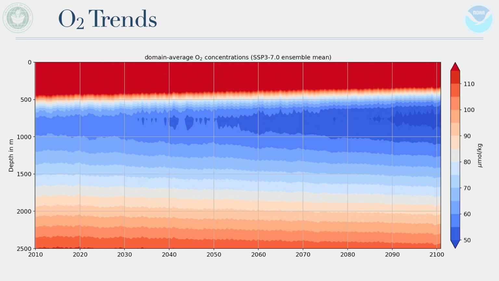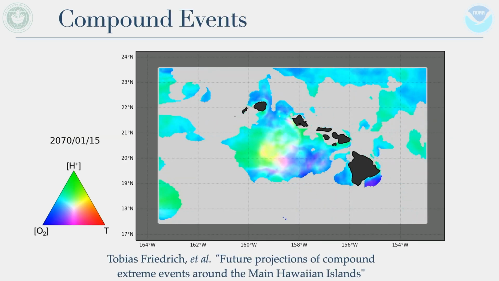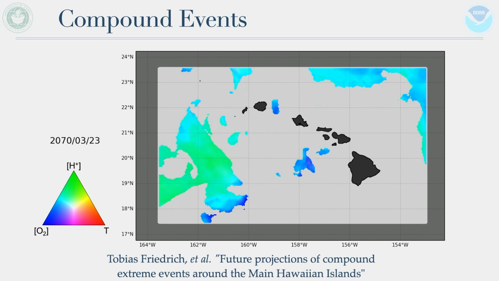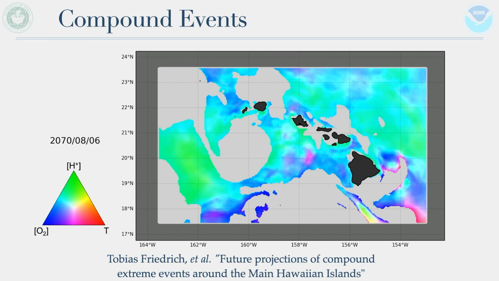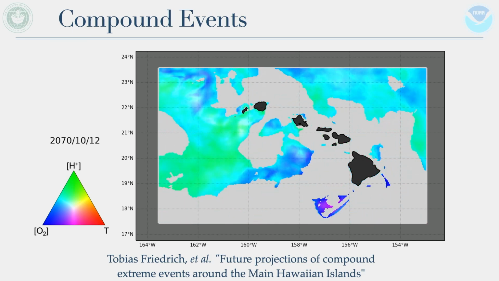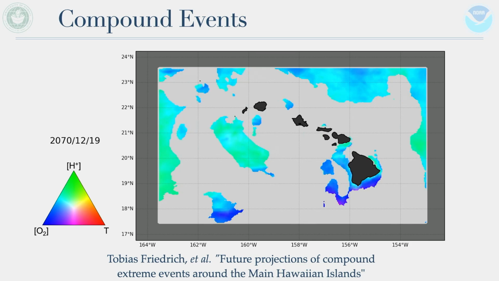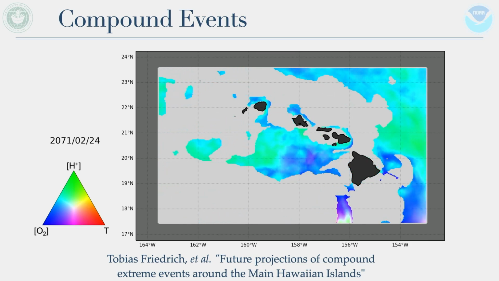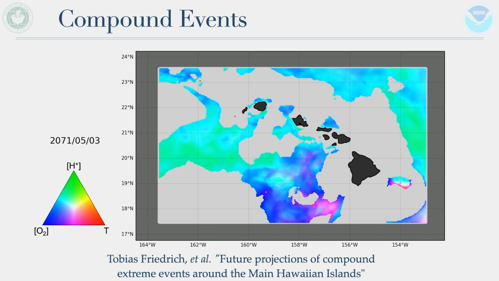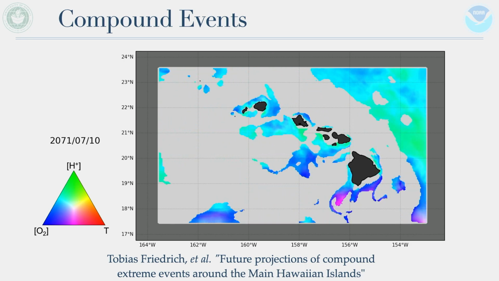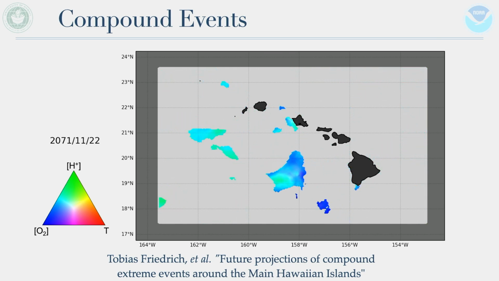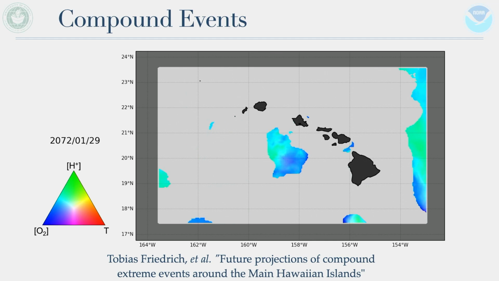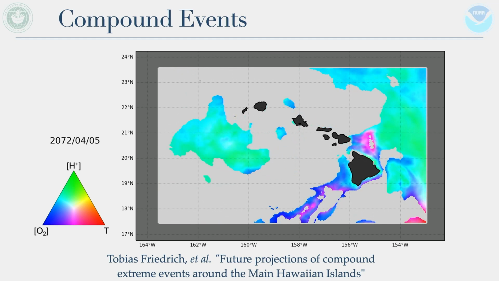Tobias Friedrich has been looking at compound events for this region. So here we see an animation that shows where we have a compound event, wherever it's colored. And there are three different kinds of events: low oxygen, high temperature, and low pH. And so you can tell by these colors what kinds of events would be affecting the fish that are trying to swim down there, or they would avoid this region. Here this is for the 2070s, to give you a sense of what kinds of compound events happen around the islands. And again, you can see his poster today.